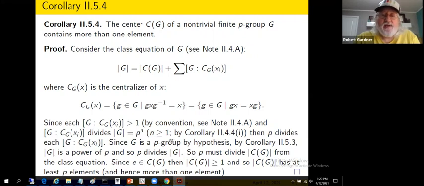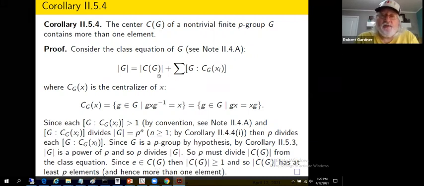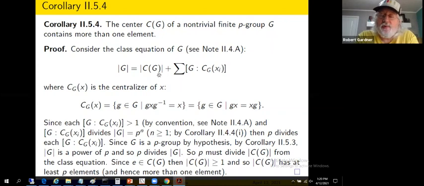So P divides the order, the cardinality of the center of G. There's something in the center of G. Right? This is the elements of G that commute with everything else. It always includes the identity. So the cardinality of the center is at least 1. It's not 0 in particular. So we've got P dividing this thing, and this thing is greater than or equal to 1.